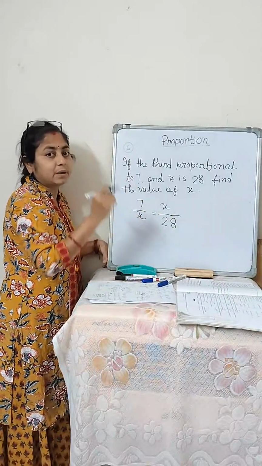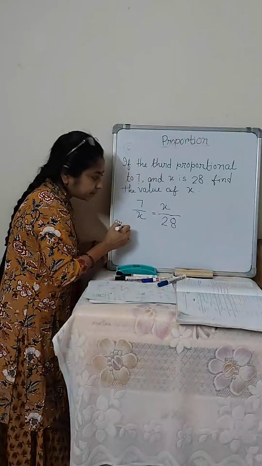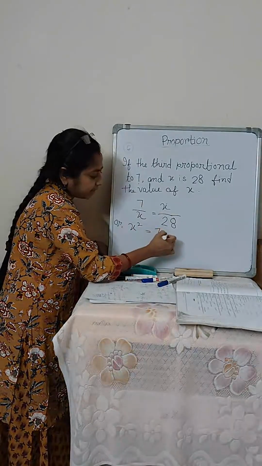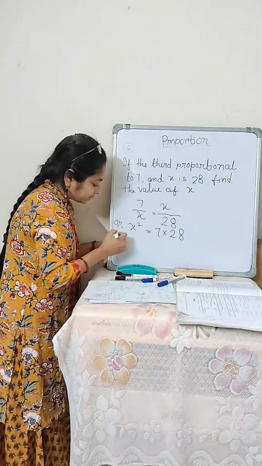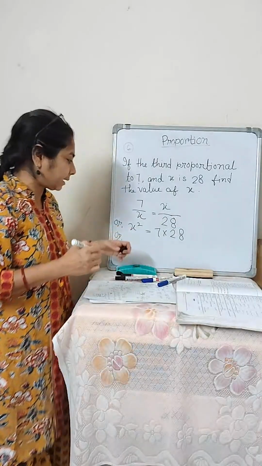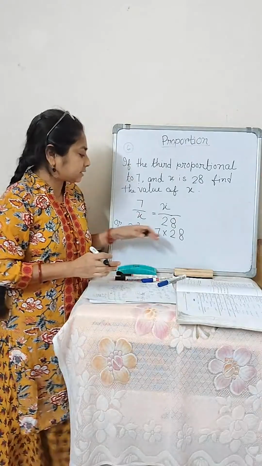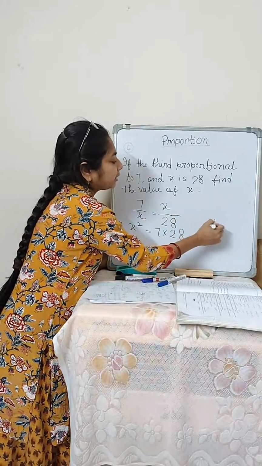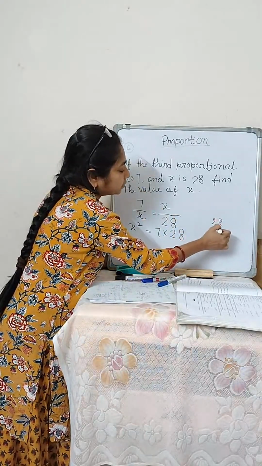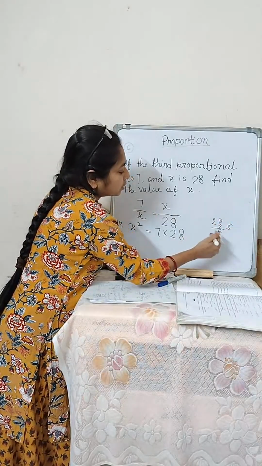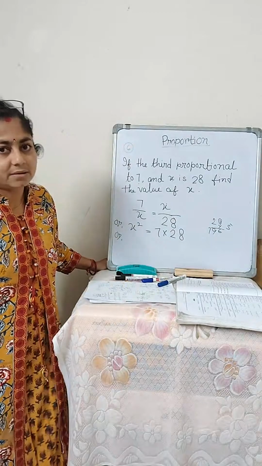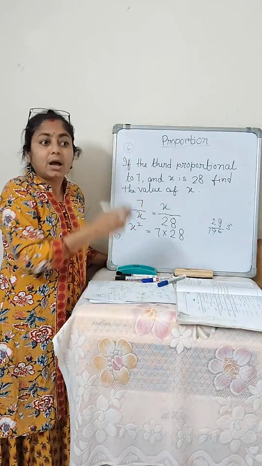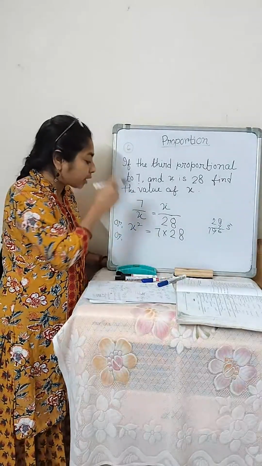But listen this time, note this one. First I normally do this: x square, and x into 28. Listen, what mistake happens in that? Most of the kids, what happens? x square is equal to 7 into 28, and what they are doing? 28 into 7, they multiply it. They write 196. But 196 is not the answer of x. I write here x square. Please note that point.